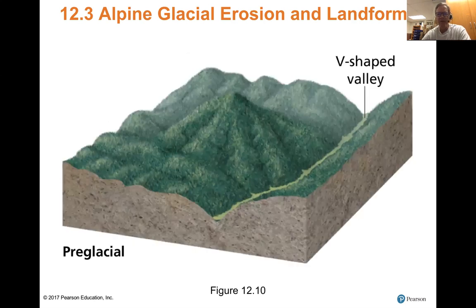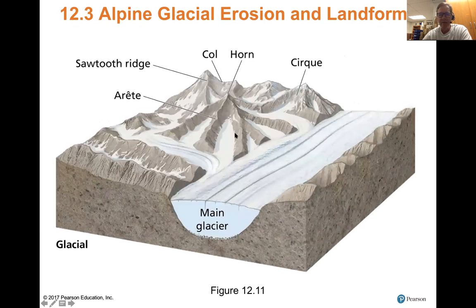Okay, so here it is pre-glacial. Here's the stream going down here, and it's a V-shaped valley. But then over time, as the glacier moves down and erodes the sides and the bottom, it's plucking the rocks off and abrading the bottom. It will form this U-shaped valley, much like a stream or a river eventually. But here are some terms you need to know.